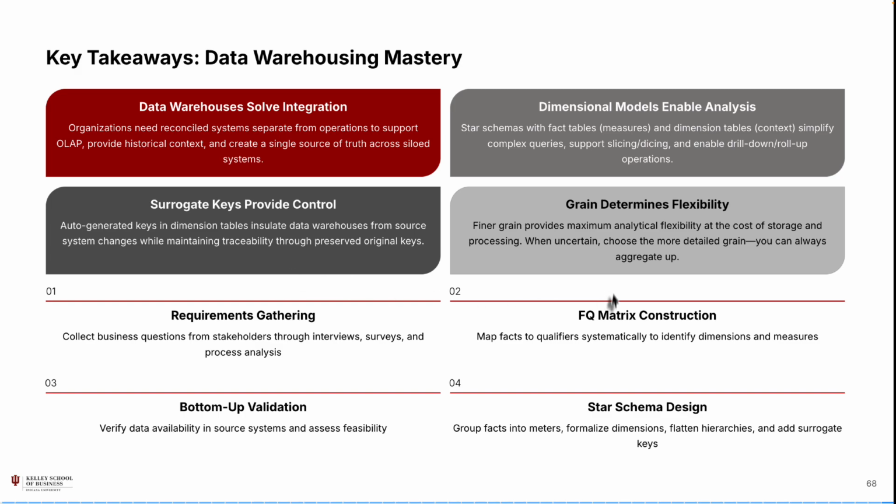And also, the grain determines flexibility. A finer grain will give you maximum analytical flexibility. When you are not certain, always choose a more detailed grain. We also talked about the systematic process. This includes requirement gathering, FQ matrix construction, bottom-up validation, and Star Schema design. So master all of these and you master strategic data management.